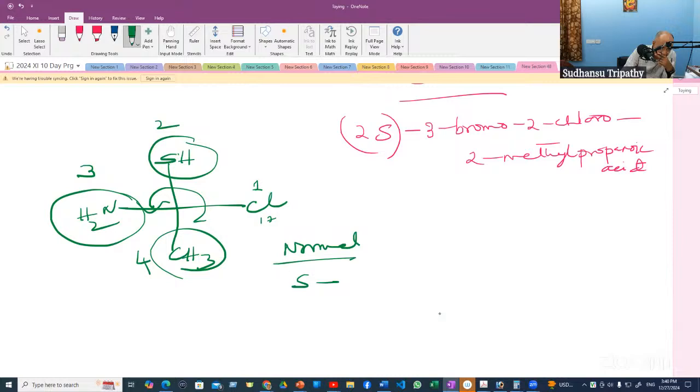1-amino-1-chloroethanethiol, 1-chloro-1-aminoethane.